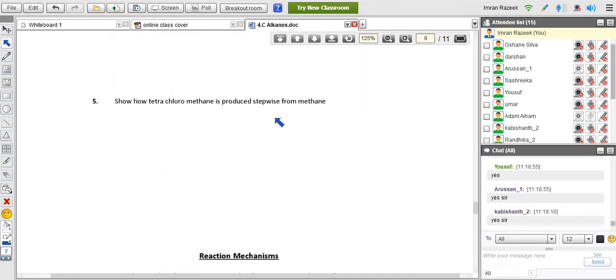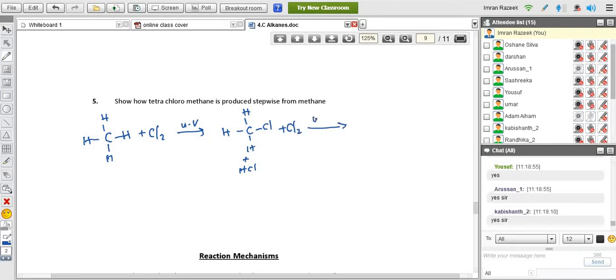So let us see how tetrachloromethane is produced from methane stepwise. Now, see, this is methane. In the first step, when you add chlorine in the presence of UV light, you get monosubstituted chloromethane. Along with that, HCl is produced. So all this substitution produces a byproduct. And if you further react this with chlorine in the presence of UV light, you get dichloromethane, right? So step by step.